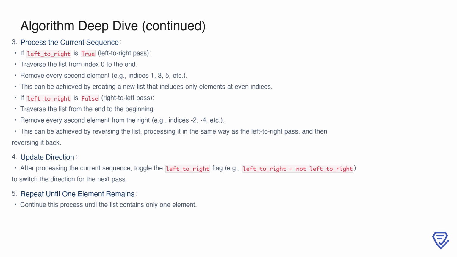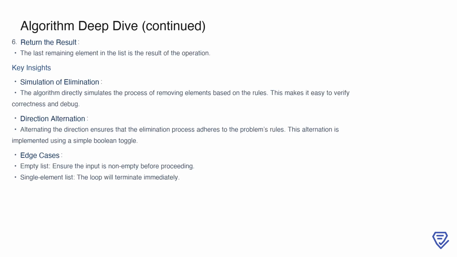After processing the sequence, the direction of traversal is toggled by flipping the left_to_right flag. This ensures that subsequent passes alternate directions, as required by the problem. The while loop continues this process until the sequence is reduced to just one element. Once the iteration is complete, the last remaining element in the sequence is returned as the result. This element represents the survivor of the elimination game.